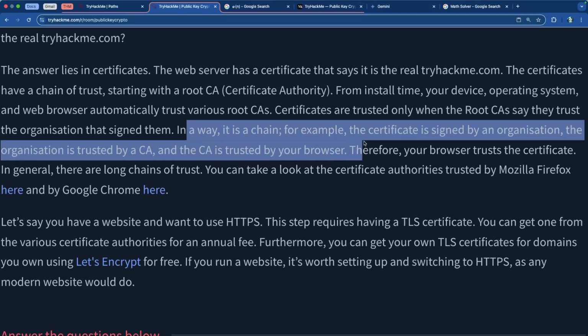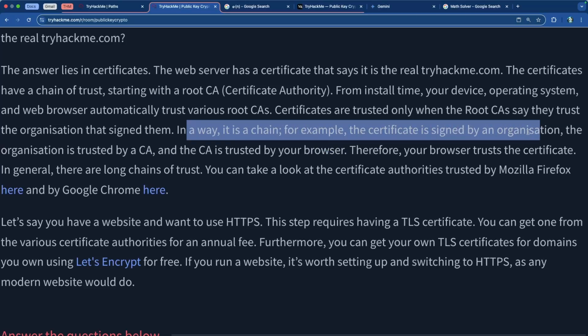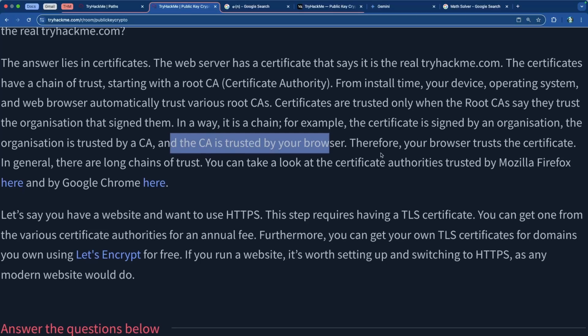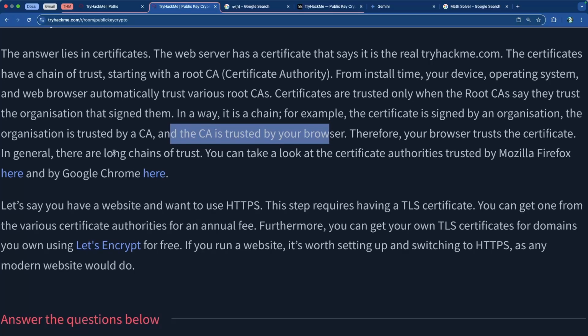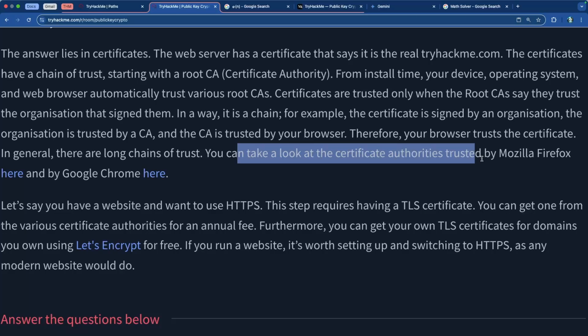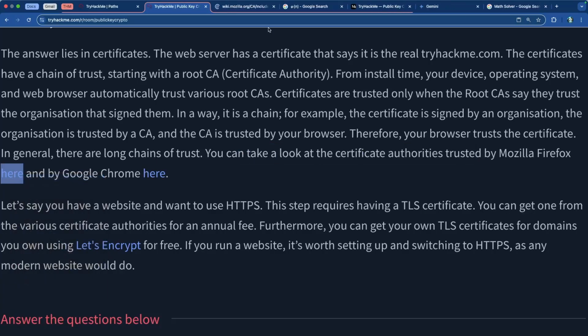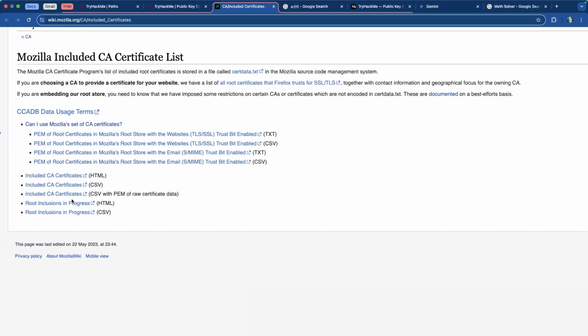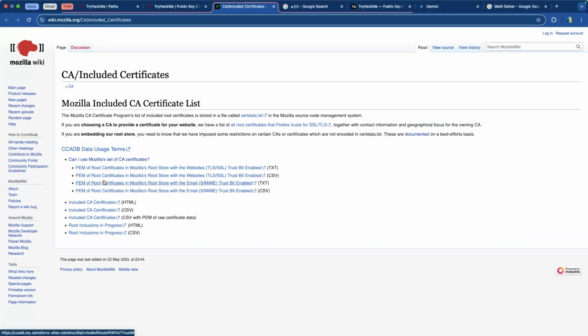In a way, it is a chain. For example, the certificate is signed by an organization. The organization is trusted by the CA, and the CA is trusted by your browser. Therefore, your browser trusts the certificate. In general, there are long chains of trust. You can take a look at the certificate authorities trusted by Mozilla Firefox by going to the link that has their trusted certificate authorities. For example, included CA certificates, HTML, and CSV, and so on.